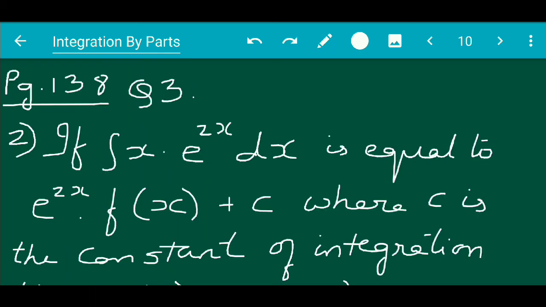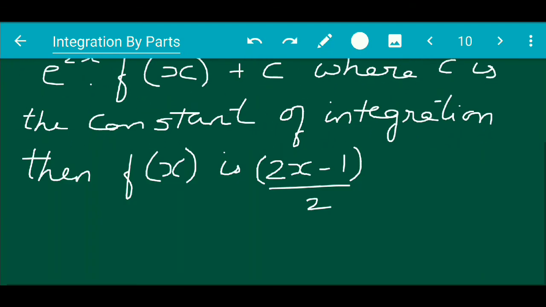Now also on page number 138, question 3, that is true or false. State whether true or false. There are at least two questions which we can try out over here. The second question from there, question 3: if the integral of x e raised to 2x dx is equal to e raised to 2x into f(x) plus c, where c is the constant of integration, then f(x) they have given as (2x minus 1) upon 2. We have to state whether the given statement is true or false.